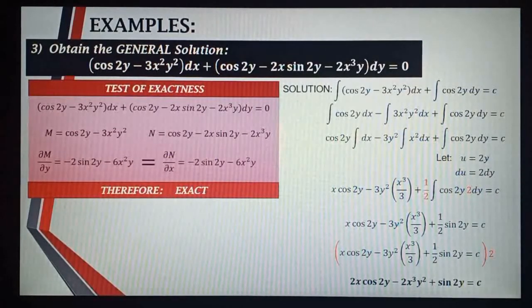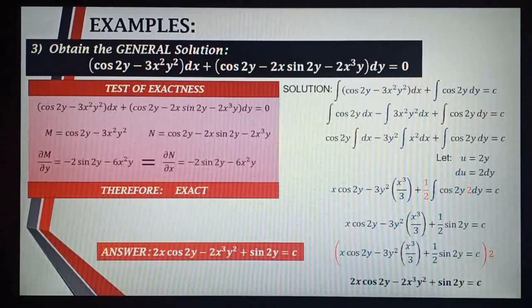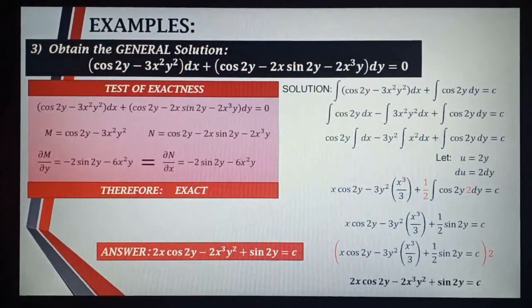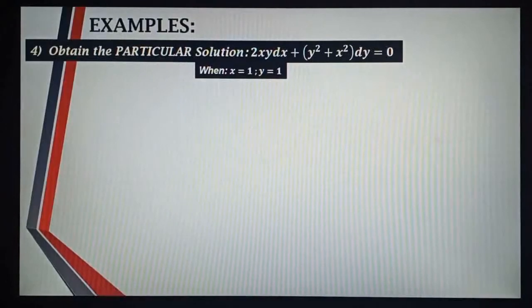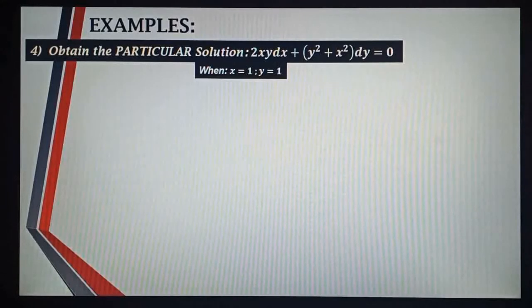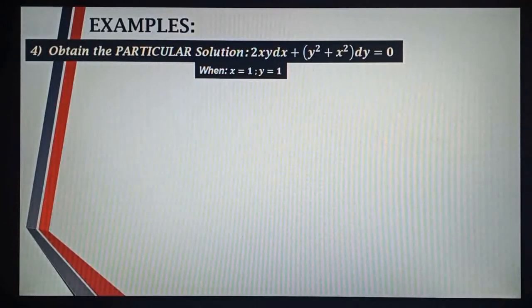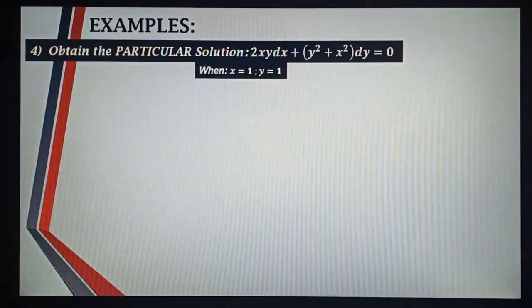So, the general solution for this equation is 2x cosine of 2y minus 2x cubed y squared plus sine of 2y equated to c. Okay, next example. Example number 4. Now, we have to obtain the particular solution of the given equation, which is 2xy dx plus the quantity of y squared plus x squared dy equated to 0. Now, we have to satisfy when x is 1, the value of y is 1.